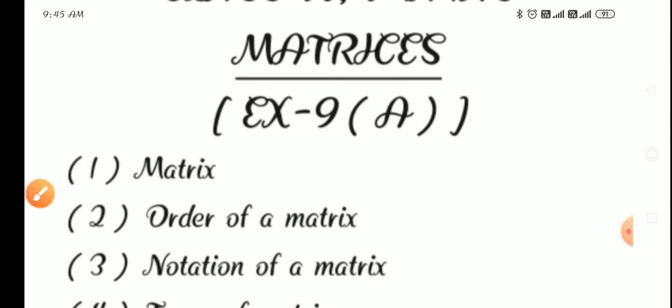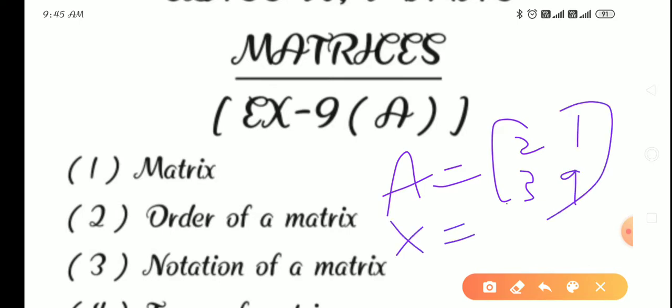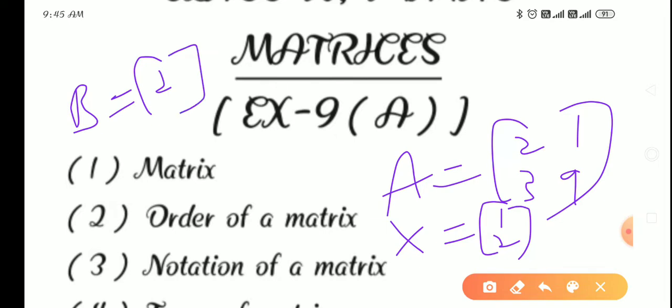Now notation of a matrix means how matrices are denoted. Any matrix you can denote by capital letters. A equals 2 3 1 9, like this. X equals 1 2, like this. B equals 2, like this you can take. It is also a matrix. Its order is 1 by 1 because here one row and one column is there. So its order is 1 by 1. So now notation means, as I was telling you, matrices are denoted by capital letters.